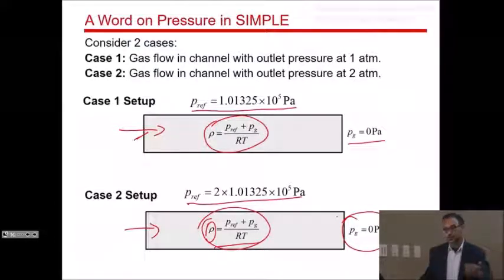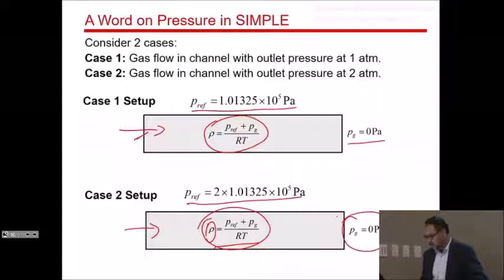In other words, I'm pushing more mass at the same flow rate if I have 2 atmospheres versus 1 atmosphere. So let's say my inlet velocity is 1 meter per second. That means I'm going to be pushing twice the amount of mass because my density is almost 2 times larger in the second case. So that will also result in a bigger pressure drop because I'm trying to push more fluid through the system. But that's the setup in terms of how you set it up when you finally want to solve it.